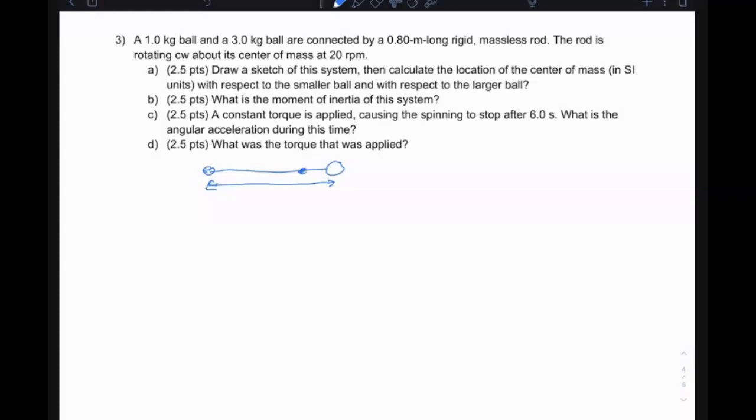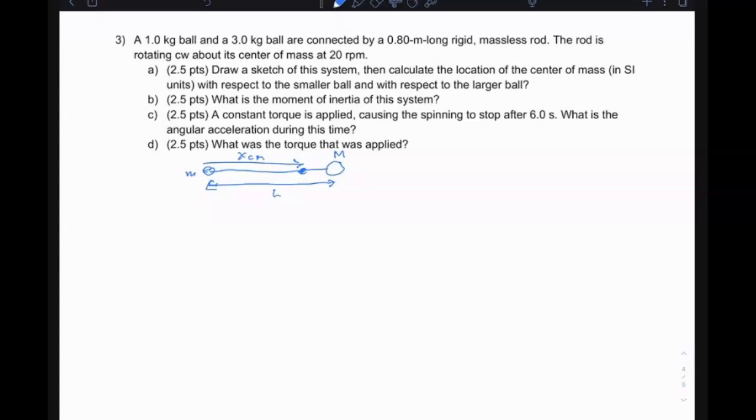And then if we ask what is the center of mass of this system with respect to the location of the small ball, in other words, what is X center of mass in this figure? And let's call this big M, and we'll call this little m. And this distance is L, separating the two masses.